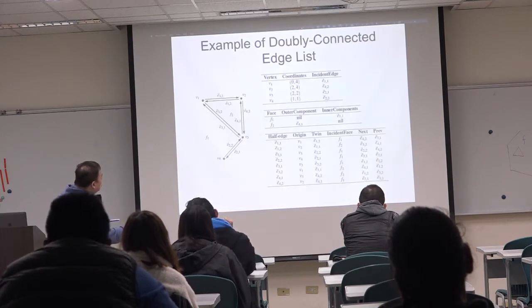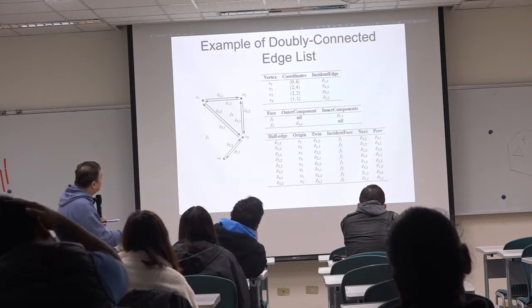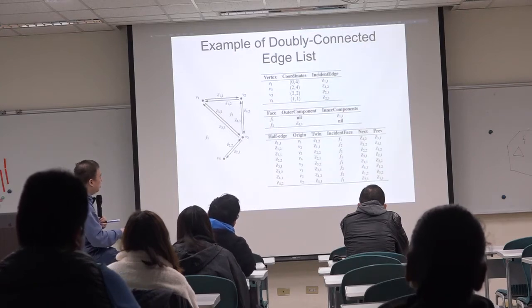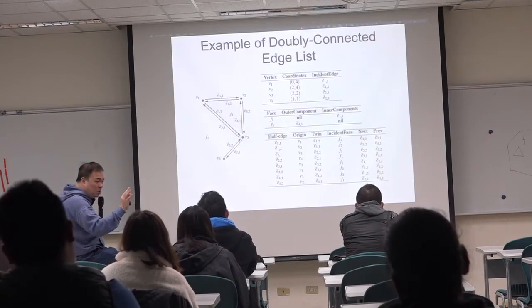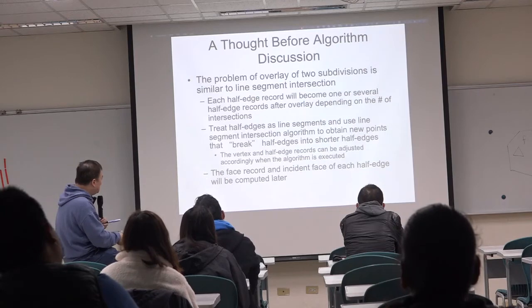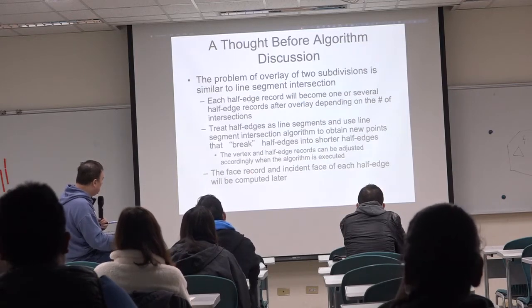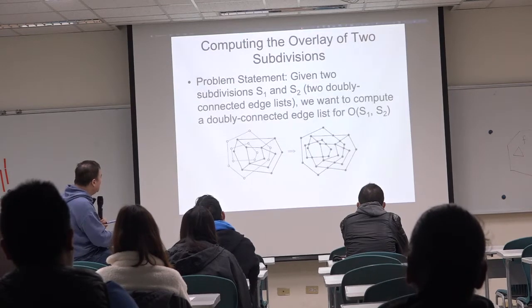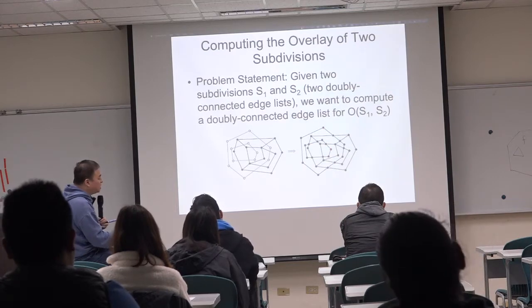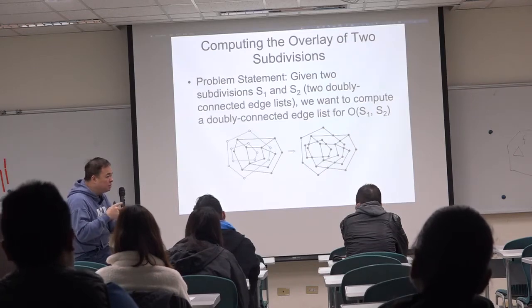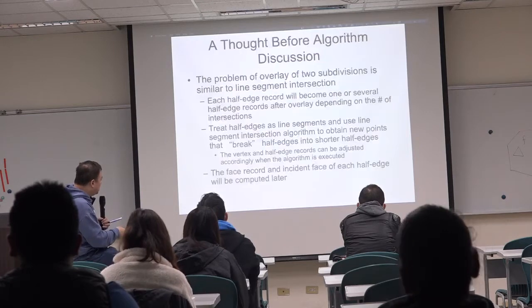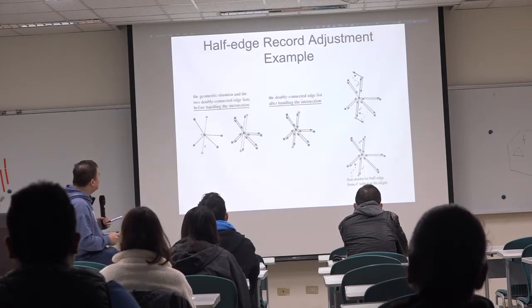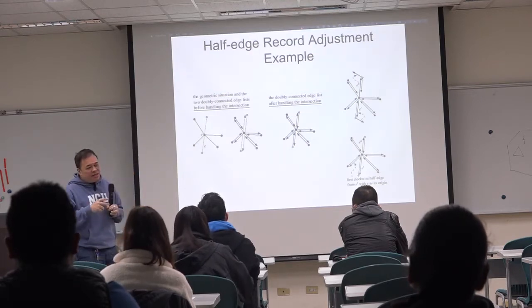So this is at least computing the coordinates of the intersection for the incident edges, as well as the half edge. Looks okay for many cases, but not for all cases. Let me explain. The face records and the incident face of each half edge will be computed later. These two things will become complicated, especially the face records, because the original face will be cut into multiple parts. So it's going to become much more complicated. Let's consider the face on the left, and then the other side. There are many cases to deal with.